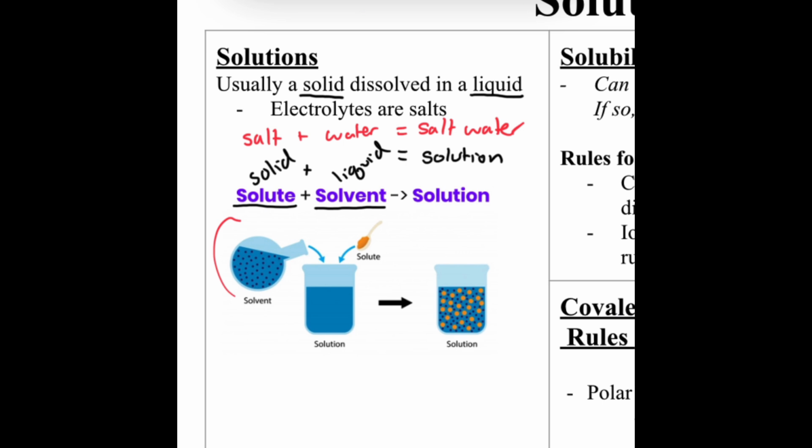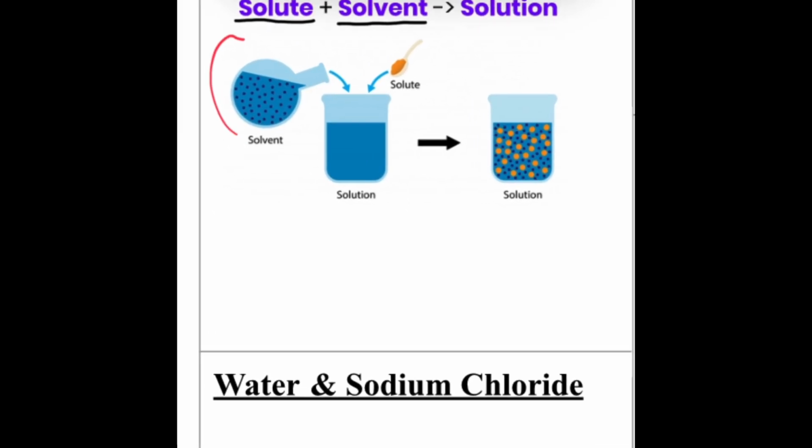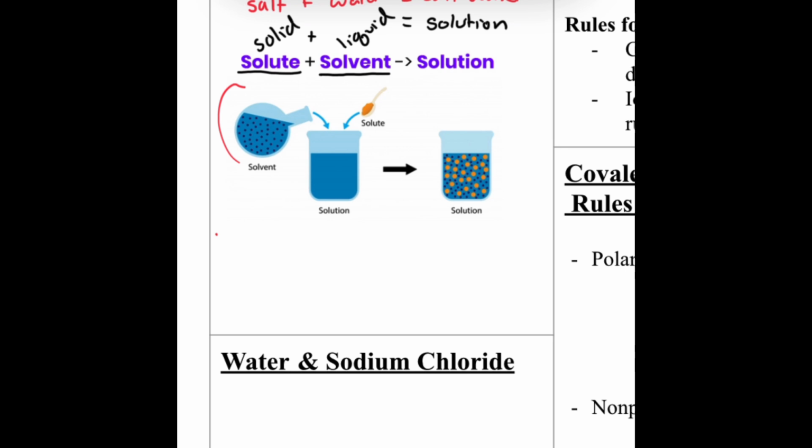Another term that I really need you to be aware of, though, is the term polar. All right, so let's write down the word polar. If a molecule is going to be defined as polar, it has a more positive end, or pole, and a more negative end, or pole. So let's write down that definition.